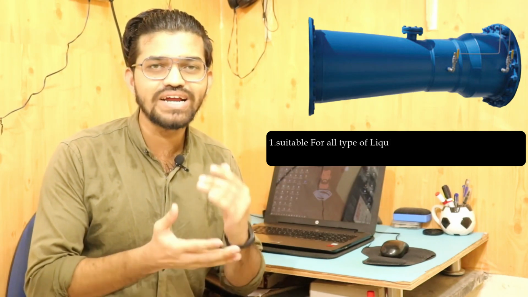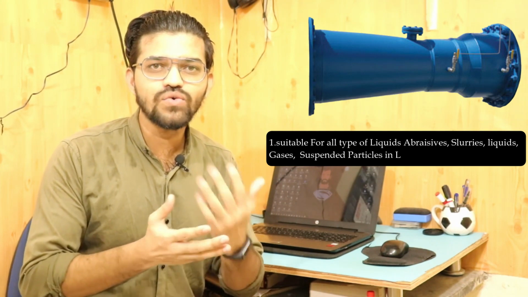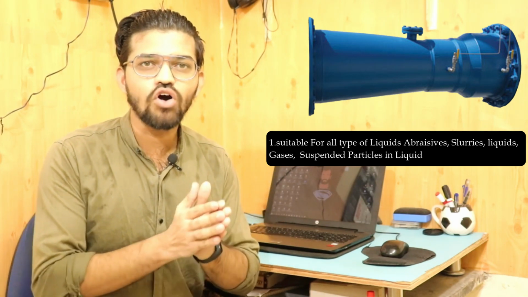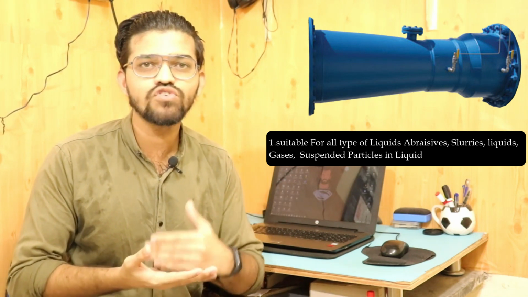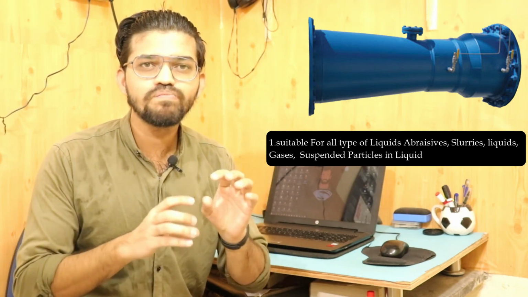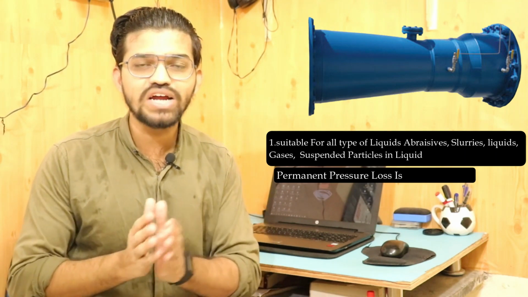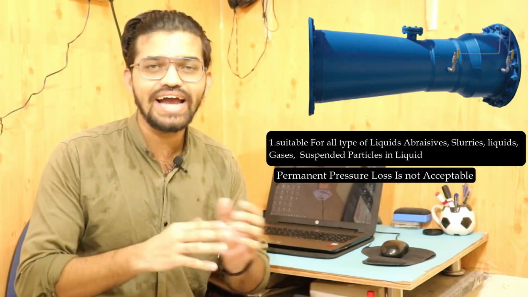So guys, if we talk about the application, this Venturimeter is suitable for all types of fluids such as abrasives, slurries, liquids, gases, and liquids having suspended solid particles. It is suitable for flowing fluids where we have to maintain more pressure, that is, where there should be less pressure drop. We can say that where permanent pressure loss is not tolerable, the Venturimeter is highly suitable.